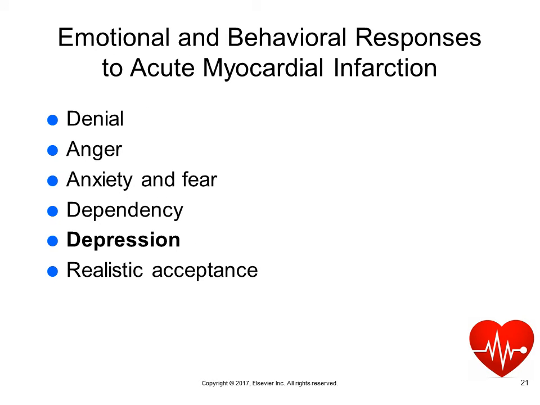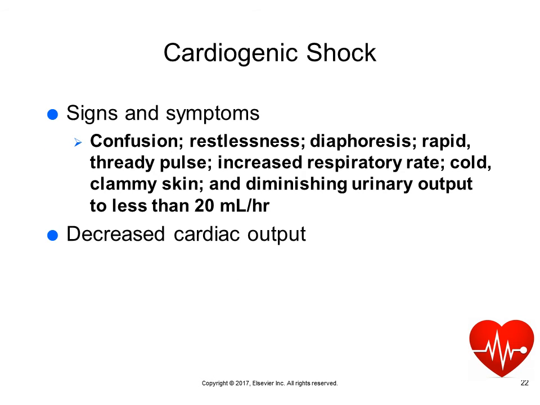Emotional and behavior responses to acute MI include denial, anger, anxiety and fear, dependency, depression, and that seems to be a huge one. So make sure you use your therapeutic communication. And then finally, realistic acceptance. See box 20-3 on page 462.